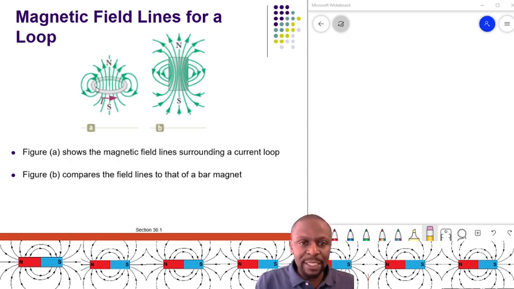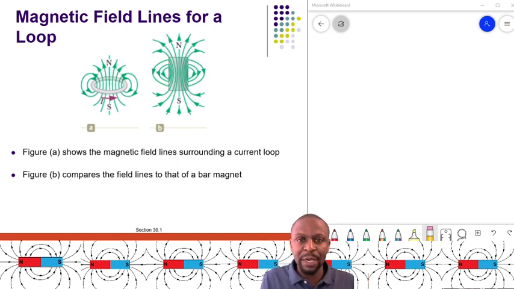Right. Now, the magnetic field lines for a loop of wire. For example, let us just consider this circular loop of wire. If the current is going in that direction, the magnetic field will be going up like that. However, if the current was going in the opposite direction, say to the left, the B field will be in the opposite direction.